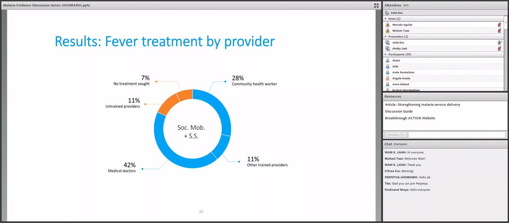Moving on to the combined intervention, the untrained providers, if you recall in the control, it was 21, whereas here it came down to 11. And community health worker has gone up to 28. So it shows a shift in fever treatment seeking by the community towards more trained providers.